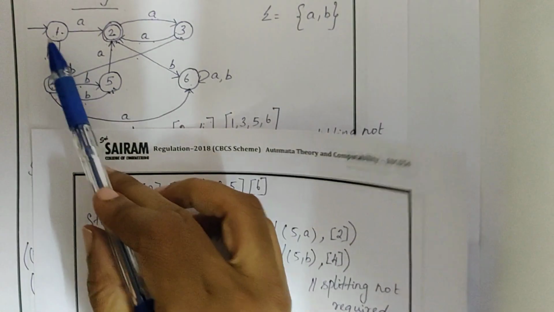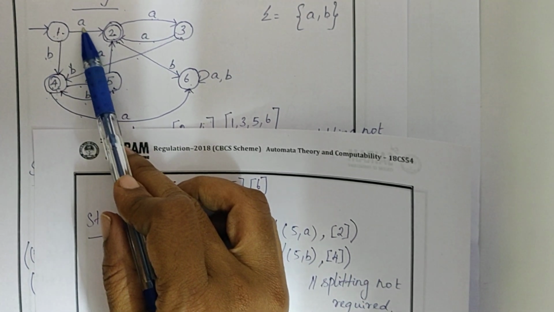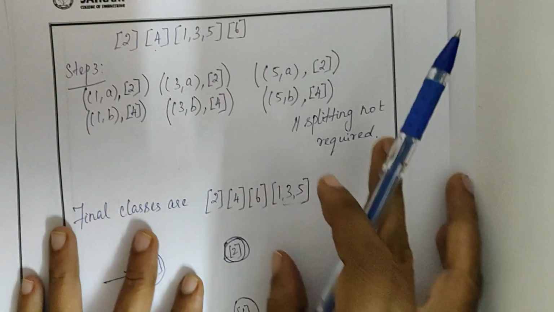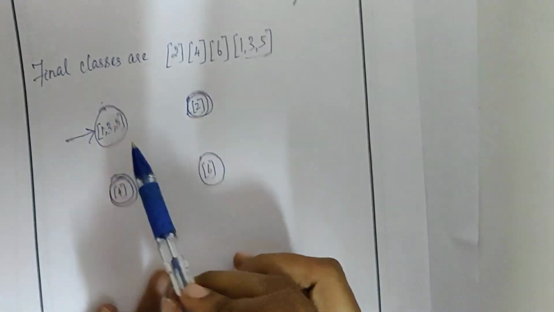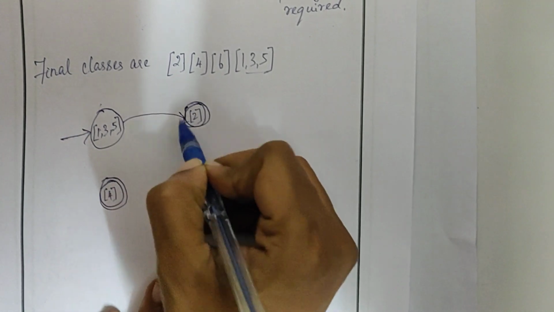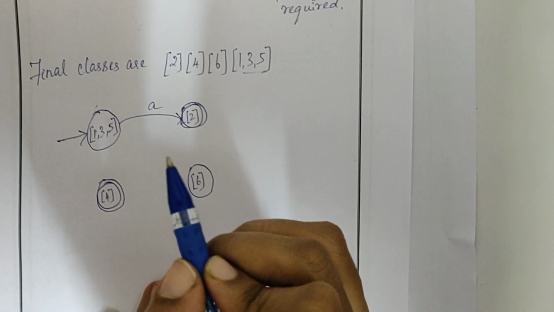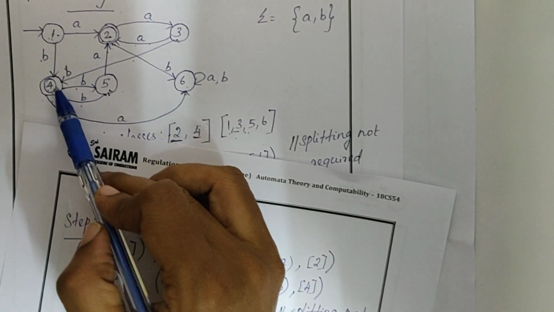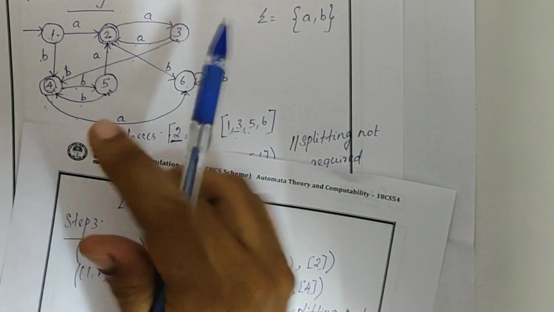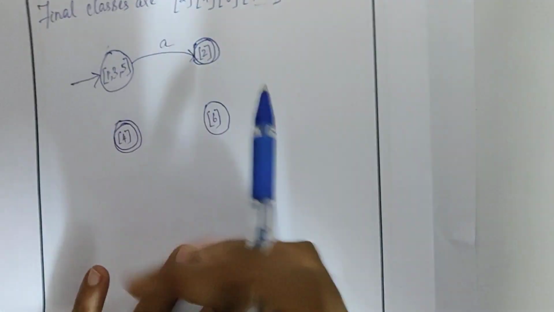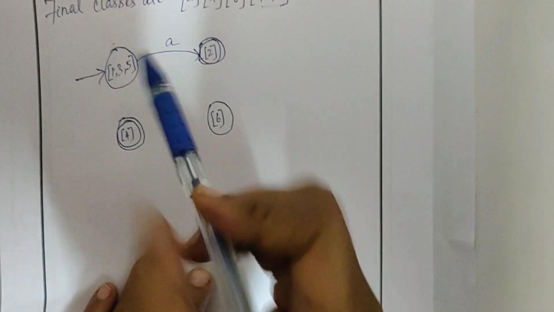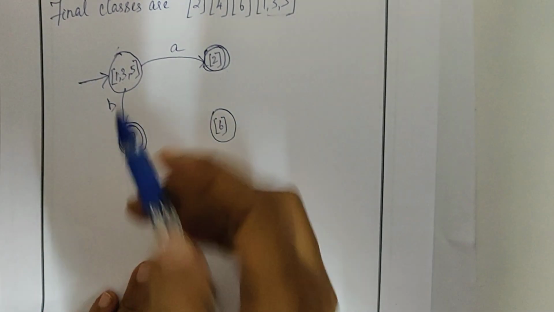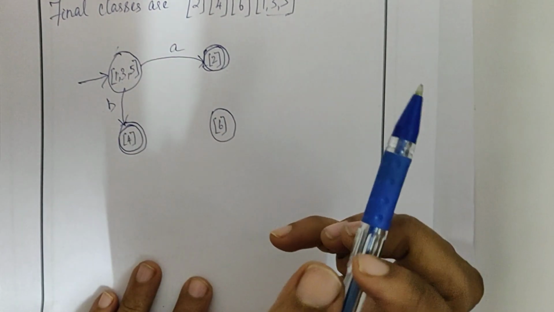So I'll take 1 on A. When state 1 takes A input, it is moving to 2. This is how I am supposed to mark the edges. Similarly 1 on B: when state 1 takes B input, it is moving to 4. For this class, A input is over, B input is over.